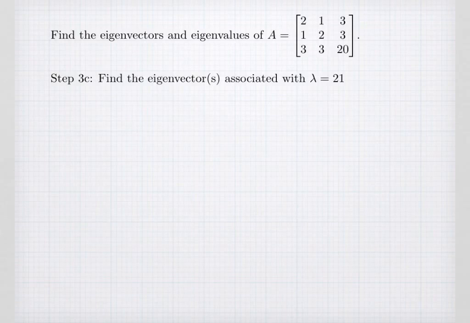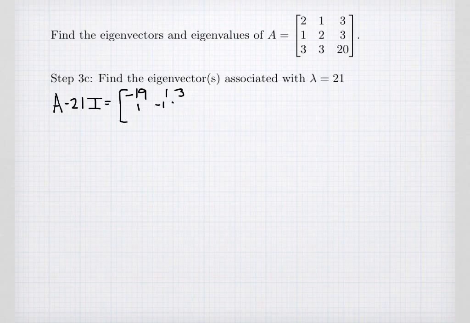Now we find the eigenvectors for eigenvalue lambda equals 21. We do basically the same thing. A minus 21 identity. I'm just going to subtract that 21 off the diagonal terms. So I get negative 19, 1, 3, 1, negative 19, 3, and then 0, 3, 3, negative 1.